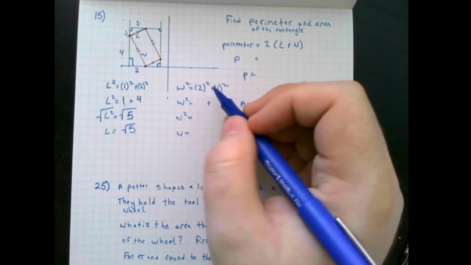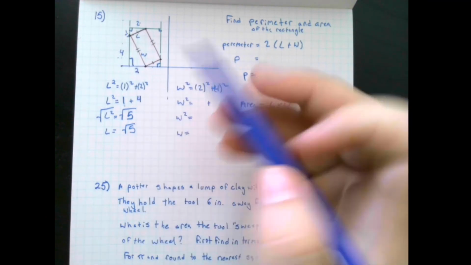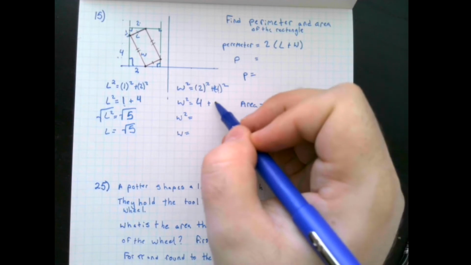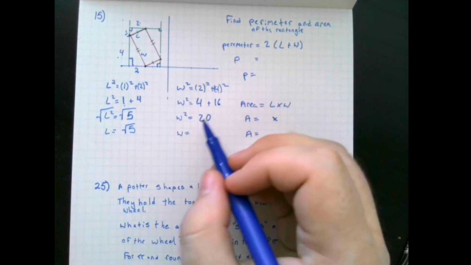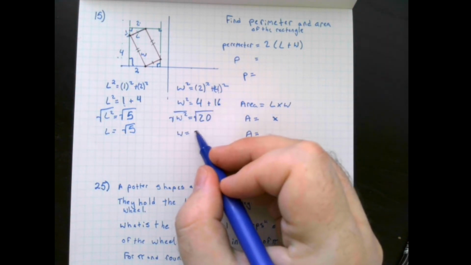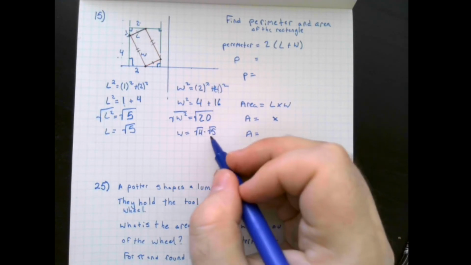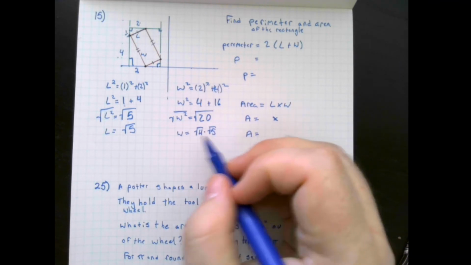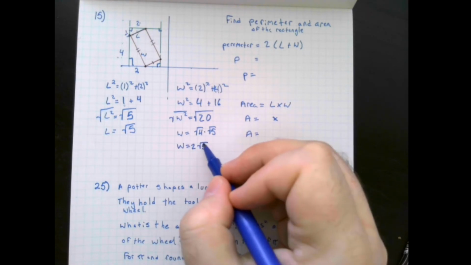Now, width is the hypotenuse of a triangle with sides 2 and 4. So we will do 2 times 2, which is 4, and 4 times 4, which is 16. 4 plus 16 is 20. Now, if we take the square root of both sides, the square root of 20 is the square root of 4 times the square root of 5. Now, the reason I've split this up is because 4 is a perfect square and 5 is a prime number. So that means that W will equal 2 root 5.